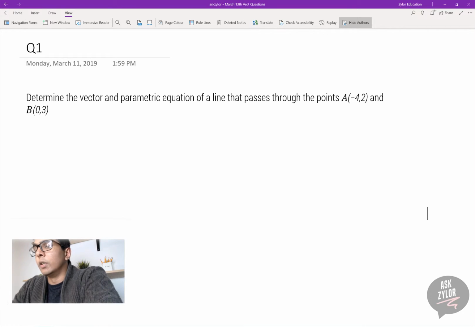So we're going to get started with some vectors questions. We're going to go really simple and then we'll get a little more complicated as we move on. Our first question says, determine the vector and parametric equation of a line that passes through the points A and B.